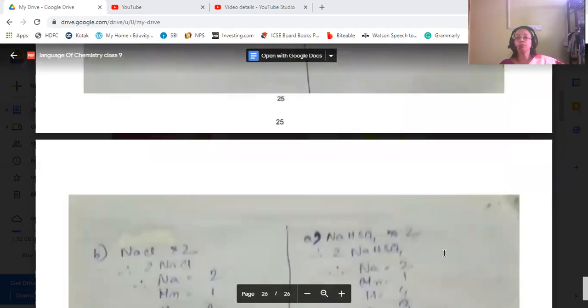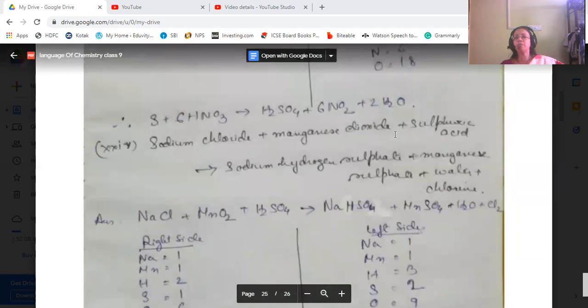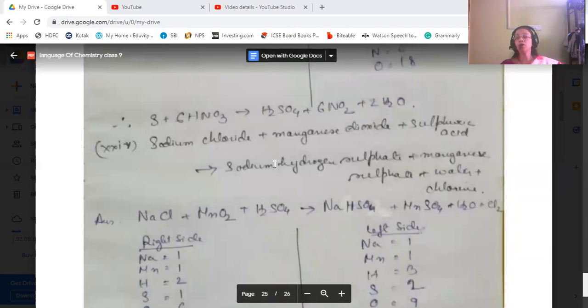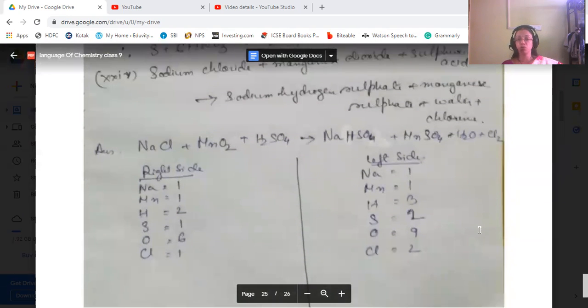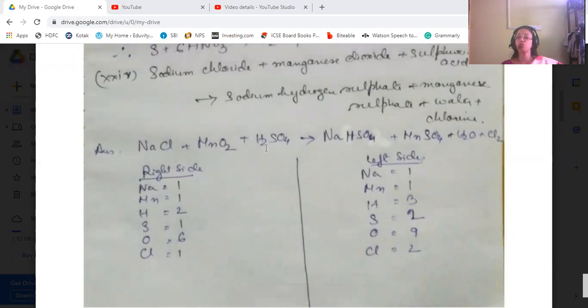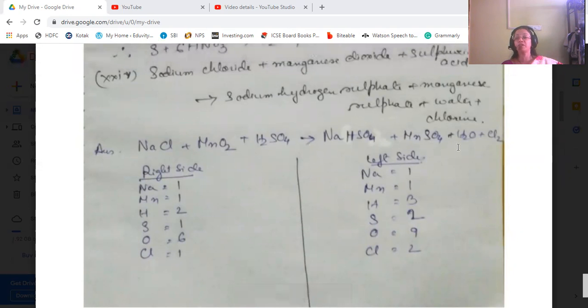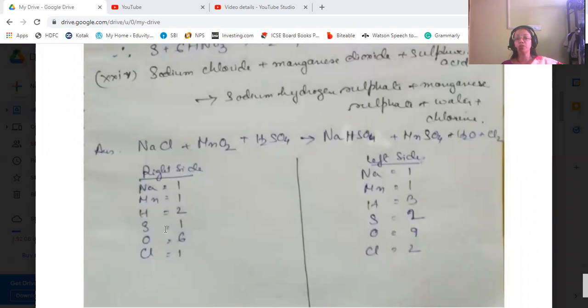Okay. Now, the next equation is sodium chloride plus manganese dioxide plus sulfuric acid gives us sodium hydrogen sulfate plus manganese sulfate plus water plus chlorine. So the equation stands in this way: NaCl plus MnO2 plus H2SO4 gives us NaHSO4 plus MnSO4 plus H2O plus chlorine. So right hand side, we get Na is equal to 1, Mn is equal to 1, H is equal to 2, S is equal to 1, O is equal to 6, Cl is equal to 1.